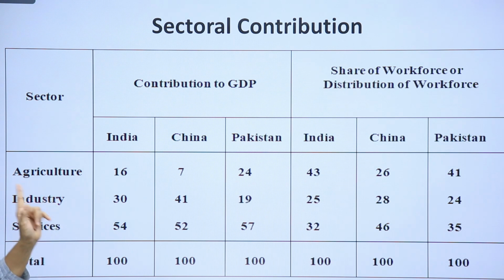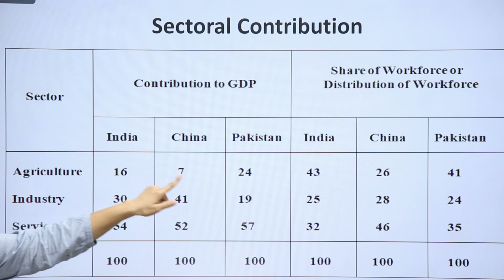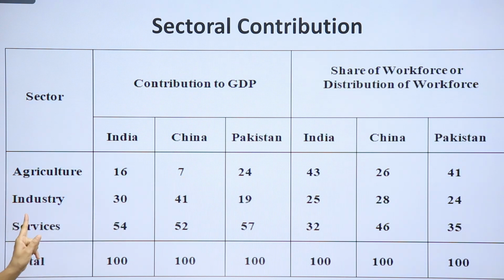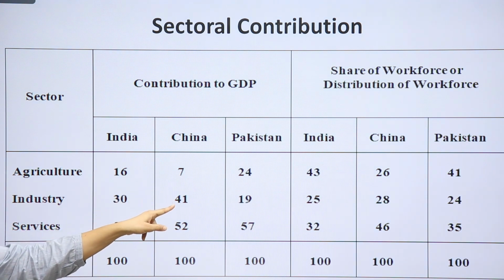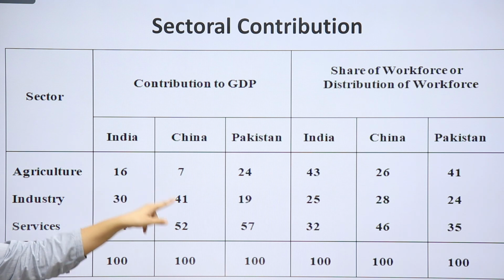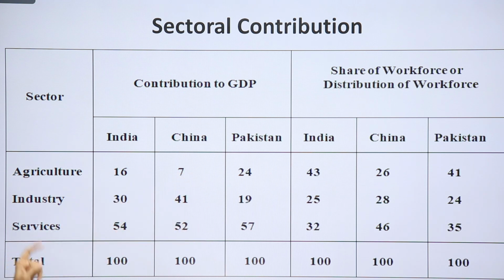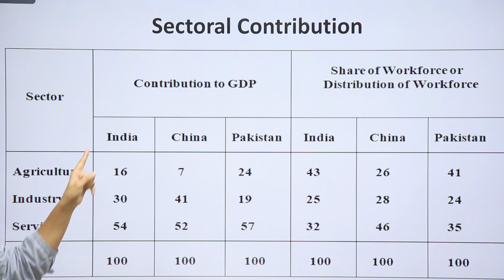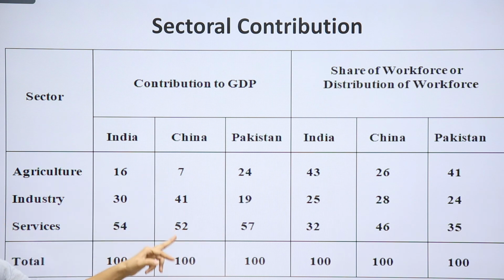Now we can see the sectoral contribution of all these sectors over here. Agriculture is contributing 16% in India, in China it's contributing 7%, in Pakistan it's contributing 24%. Industry, 30% contribution goes by industries in India, 41% is contributed by industries in China, and Pakistan is 19%. For services, it is 54% in India. The service sector is more developed in all the nations. In China, the service sector is contributing 52%, and in Pakistan 57% is contributed by the service sector.